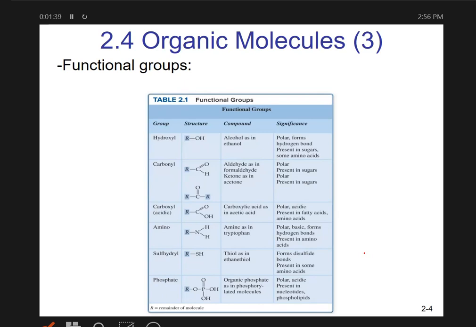What is the second most important characteristic of organic molecules? The functional groups. All organic molecules have certain functional groups. Look at this, hydroxyl or carbonyl. So first of all, what's a functional group? These are specific combinations of bonded atoms that always react in the same way. So an acid will always react in the same way, an amino will always react in the same way, a sulfhydryl will always react the same way, or a phosphate group will always react the same way.